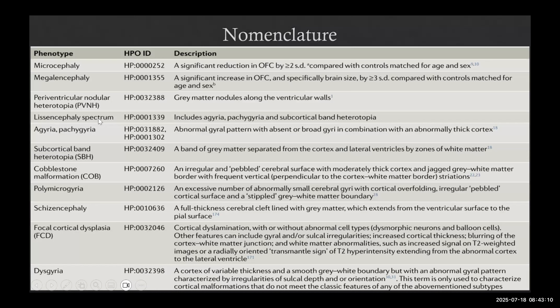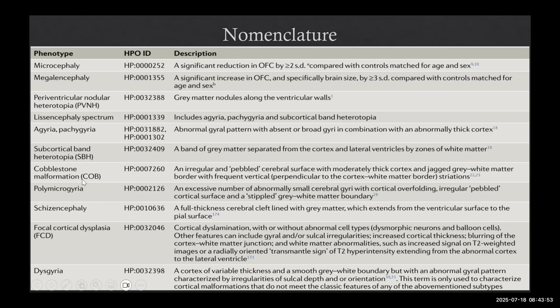The next group is lissencephaly spectrum, which contains agyria and pachygyria. Here there is impaired migration, which can lead to classical lissencephaly. There will be abnormal gyral pattern with absent or broad gyri. Pachygyria means broad gyration in combination with abnormally thick cortex. Then comes subcortical band heterotopia. What happens here is partial migration, which can lead to a band of gray matter separated from the cortex and the lateral ventricles by zones of white matter. So this also forms a syndrome called double cortex syndrome because of its appearance.